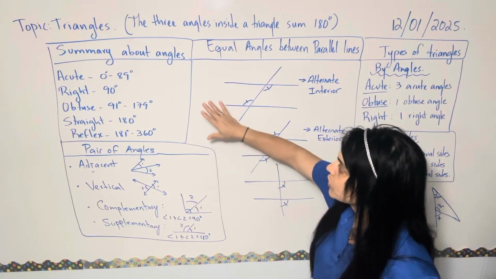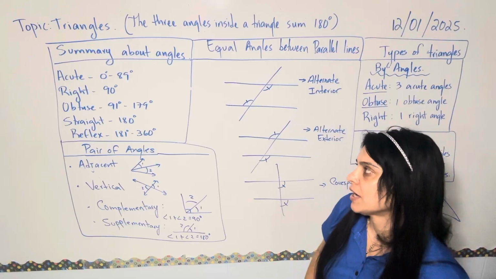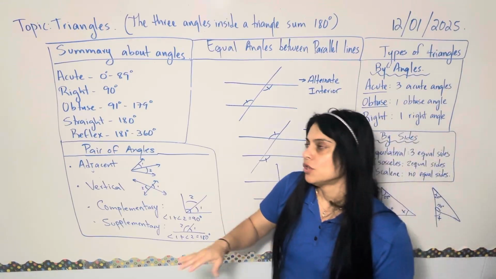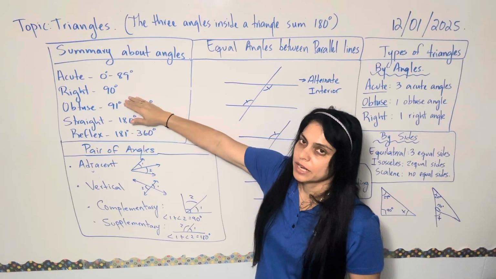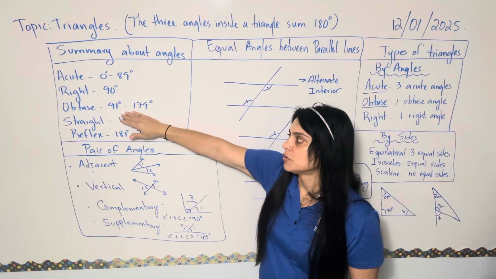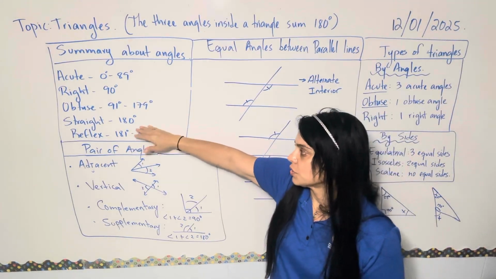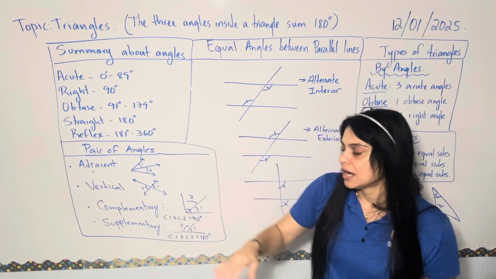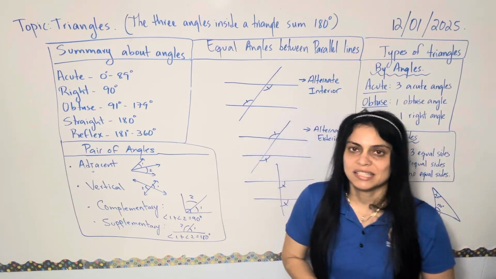So first of all, let's talk about the angles. We have different types of angles according to their measure. We have the acute angle, which goes from 0 to 89. We have the right angle, which is exactly 90 degrees. We have the obtuse angle, which is from 91 to 179. We have a straight angle, which is 180. And we have the reflex angle, which is from 181 to 360.